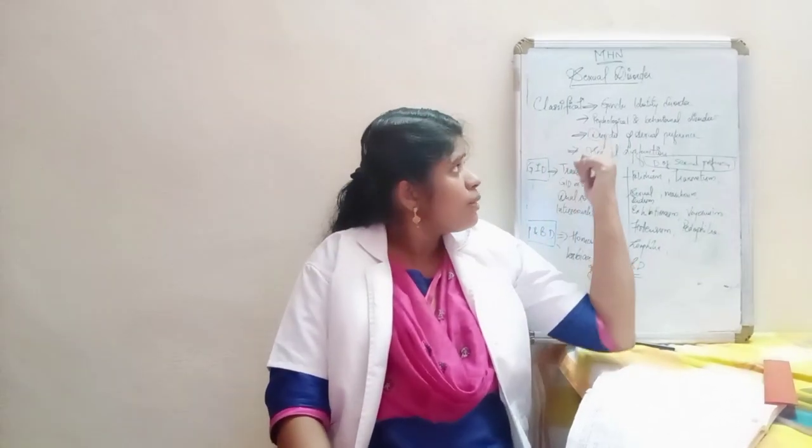Next, we are moving on to psychological and behavioral disorder. In psychological and behavioral disorder, the first one is homosexuality. Homosexuality means a sexual relationship is maintained between the same sex. A girl having sex with a girl is known as lesbian. A male having sex with a male is known as gay.